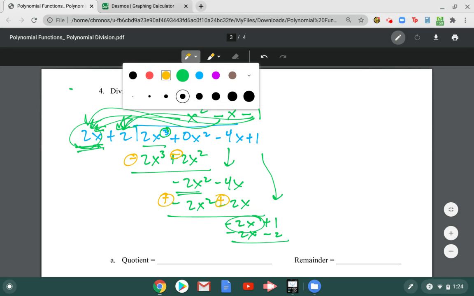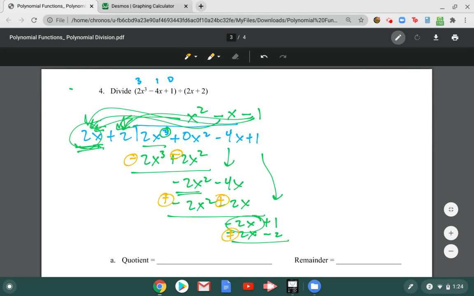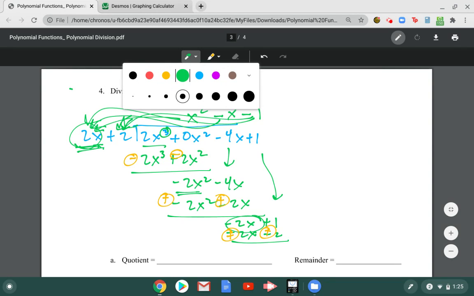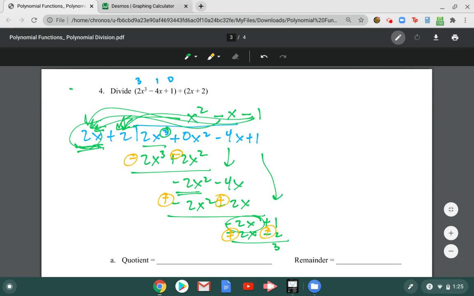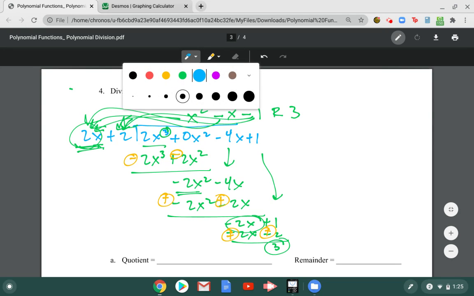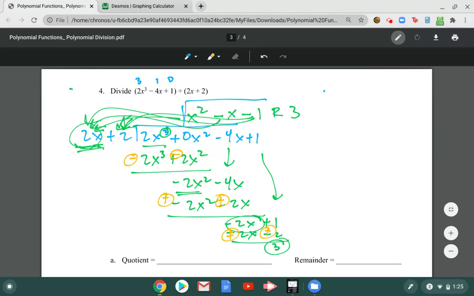I need to subtract those, which for polynomials means we're changing the signs. They both change to plus. And then I combine them. I'm almost done. Good thing because I'm out of room. 2x's go away and I've got a 3. 2x cannot go into 3. There's no x there. So this is my remainder. So remainder 3. So I'm ready to go ahead and put my quotient and remainder. There's my quotient and my remainder. So quotient is x squared minus x minus 1, and my remainder is 3.